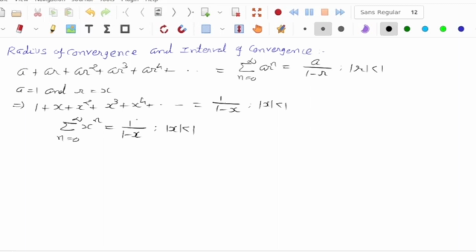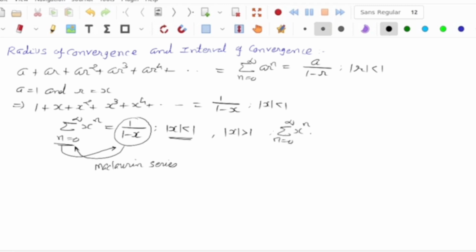Okay, now we have discussed this thing. The Maclaurin series expansion of 1 upon 1 minus x is this. So this is the Maclaurin series. Now the question arises, if I am given the series summation n equal to 0 to infinity x raised to n, can I say that the series has value 1 upon 1 minus x when the absolute value of x is less than 1, and when the absolute value of x is greater than 1, the series summation x raised to n, n equal to 0 to infinity, is divergent?